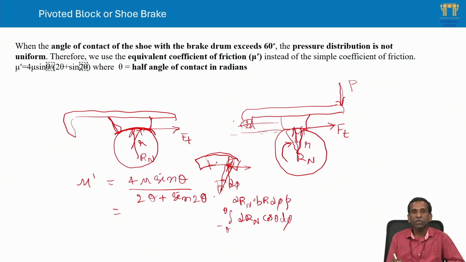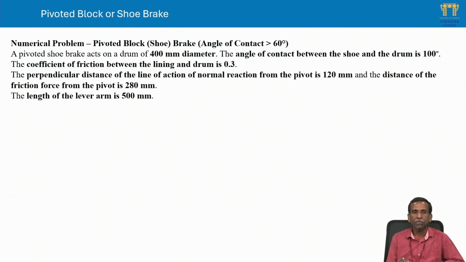The problem procedure is similar to the block brake, but you need to take care to use the effective coefficient of friction in all these relations. So here is a numerical problem on a pivoted block or shoe brake where the contact angle is greater than 60 degrees. A pivoted shoe brake acts on a drum of 400 mm diameter, so the radius is 200 mm. The angle of contact between the shoe and the drum is 100 degrees. It is more than 60.